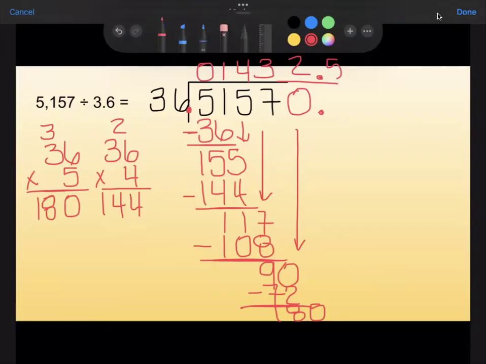So I'm going to put the 5 up here. I'm going to put the 180 here to be subtracted. And when I subtract it, I get 0 left over. So since I have nothing left over and no more numbers to bring down, my answer is 1,432.5.